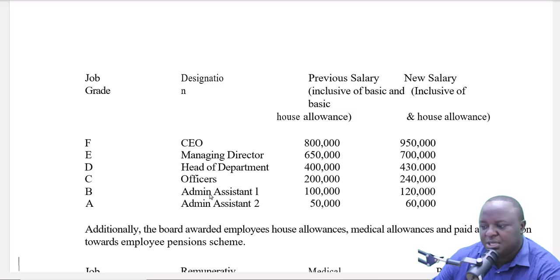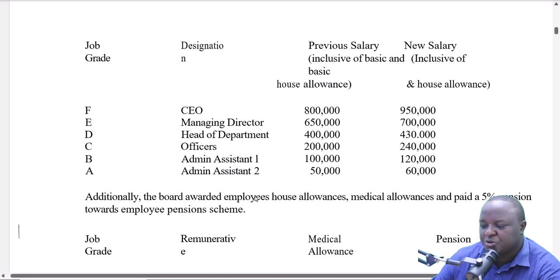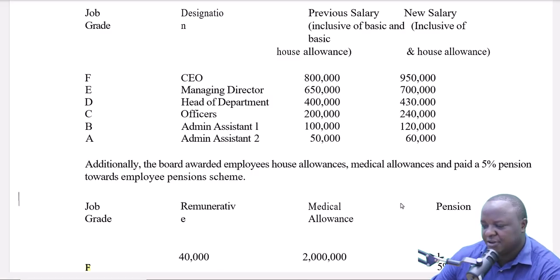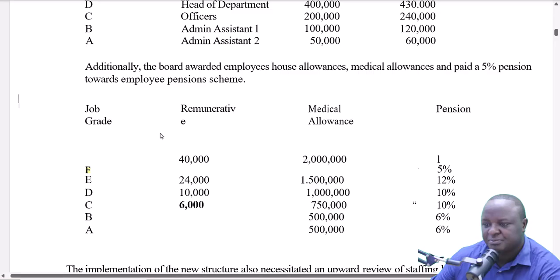In grade B, administration assistant from 100 to 120. Grade A, administration assistant 2 from 50 to 60. So additionally, the board awarded employees house allowance, medical allowances, and paid a 5% pension towards the employee pension scheme. And it's shown in terms of job grade.